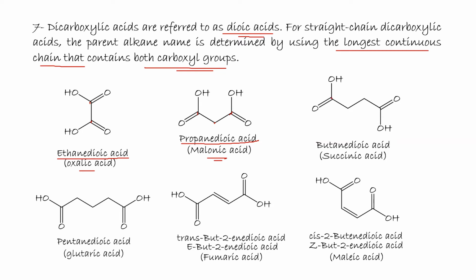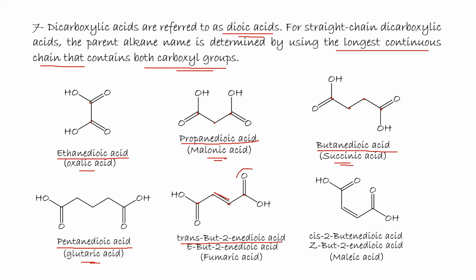We have in this compound 4 carbons. So it's butanedioic acid, common name succinic acid. Here we have 5 carbons. It's pentanedioic acid, glutaric acid common name. Here we have 1, 2, 3, 4 carbons. Here the double bond is trans. So that's trans-but-2-enedioic acid.